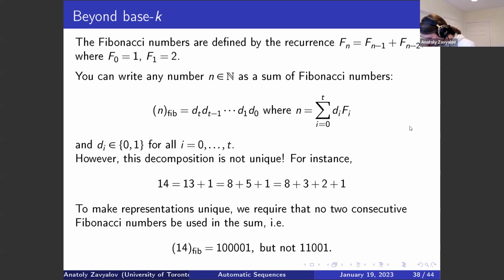But this decomposition isn't unique. For instance, you can write 14 as 13 plus 1, but 13 is also 8 plus 5, so 14 is 8 plus 5 plus 1, right? And you could keep doing this. There are a lot of ways to write numbers in terms of Fibonacci numbers. To make these representations unique, we enforce that you can't have two consecutive Fibonacci numbers in the sum. So for instance, 8 plus 5, we write instead as 13. Or 3 plus 2 as 5, and then 8 plus 5 is 13.